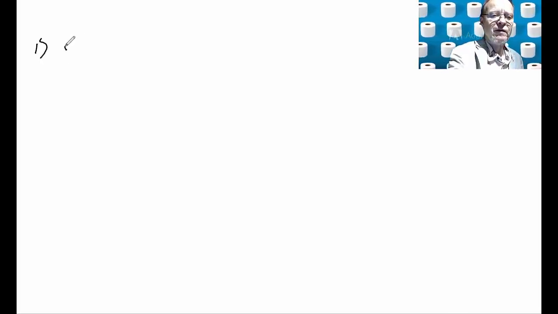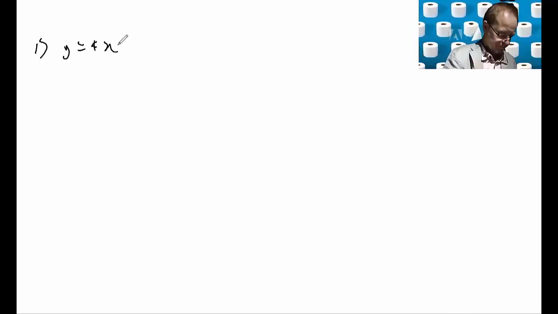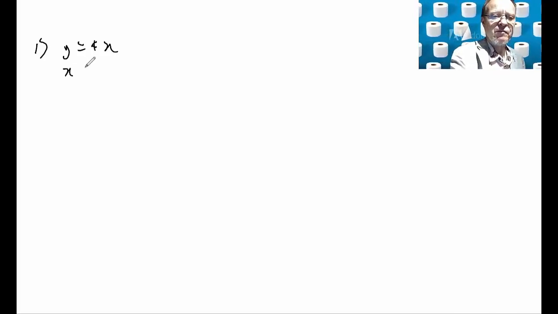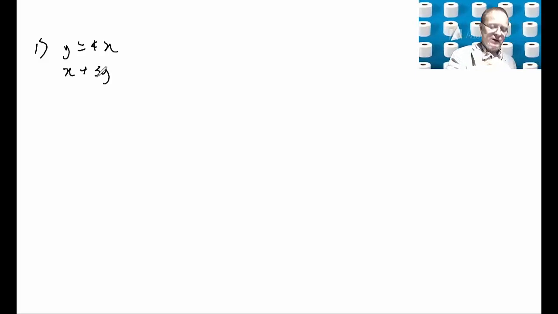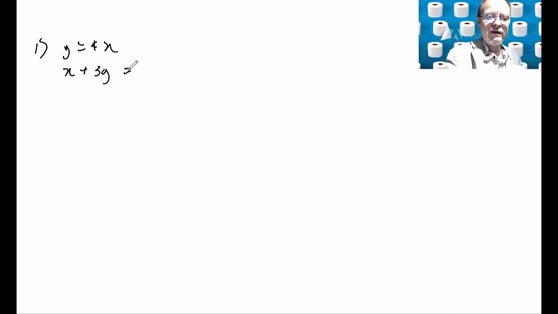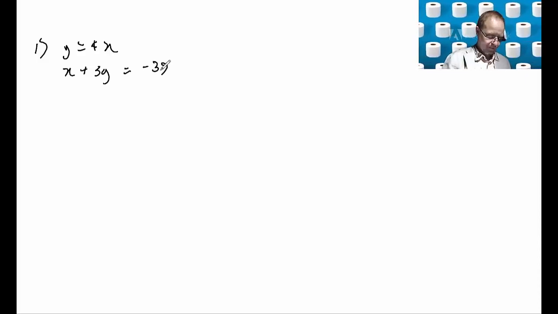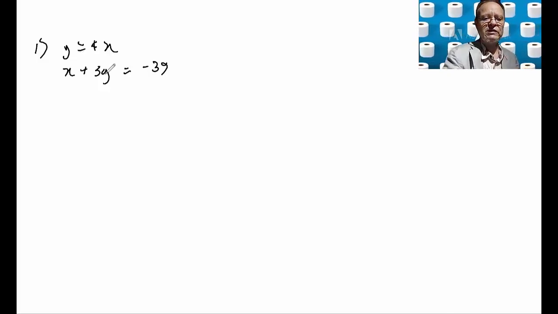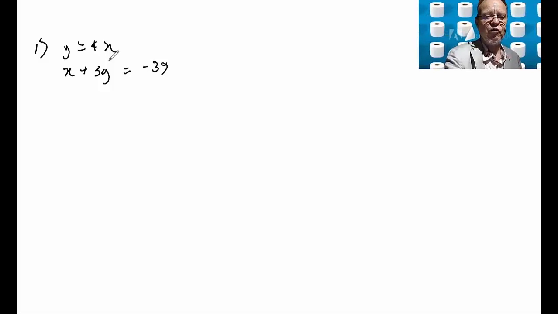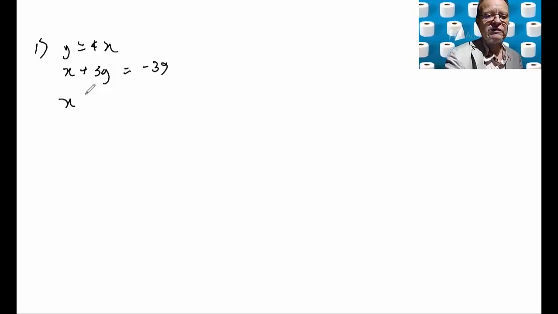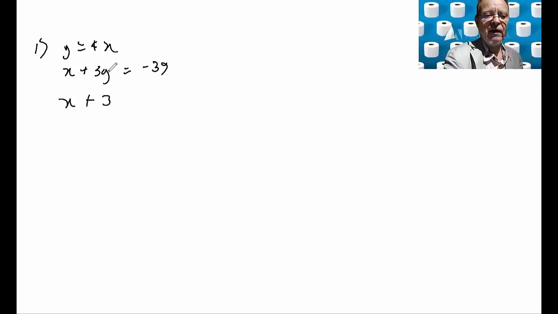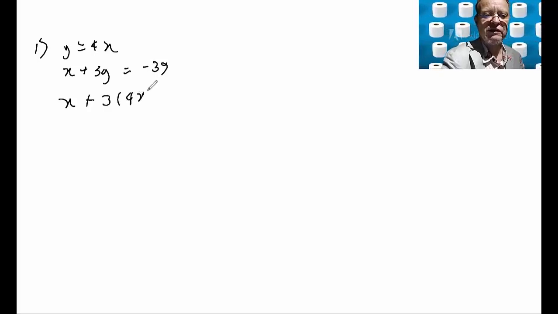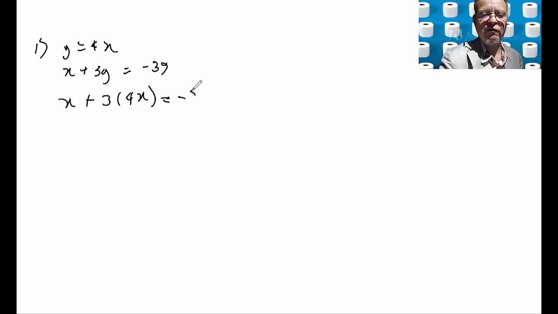Example number 1 here, we have y is equal to 4x, and we have x plus 3y is equal to negative 39. Now the thing is we have this isolated here. So what we're going to do is where we see the y, we're going to put in 4x. So we have x plus 3, and there's the y, but y is also equal to 4x. So I'll put 4x here is equal to negative 39.